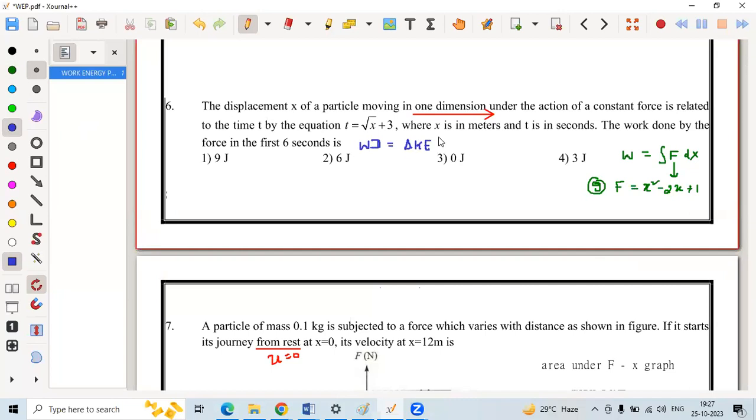இது பண்றதுக்கு எனக்கு velocity வேணும். velocity கொடுக்கலையே. Because half mv square. பாருங்க எப்படி பண்றது. நல்லா கவனிங்க. இது இம்பார்ட்டன்ட் question.